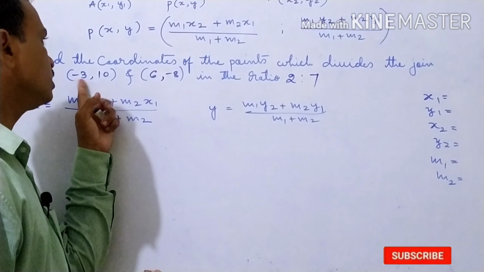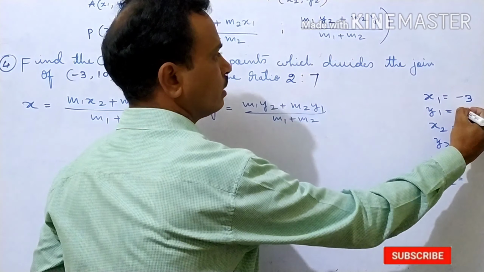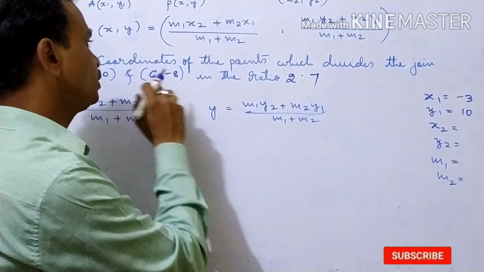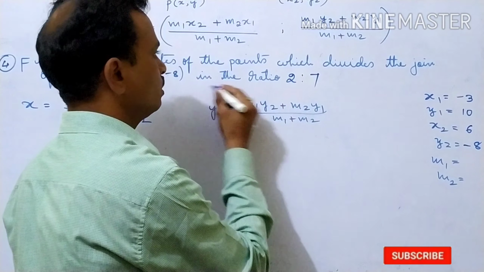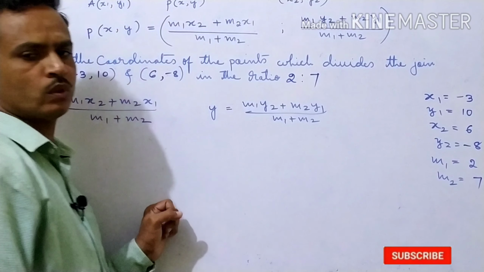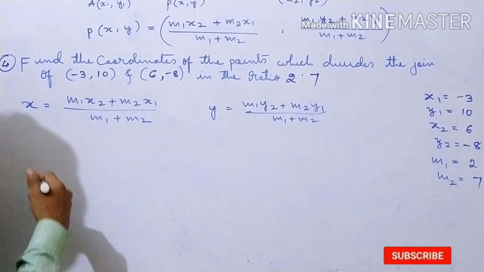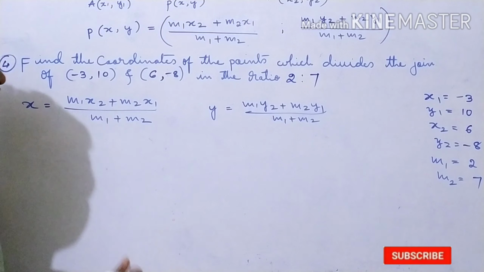Now x1 is minus 3, y1 is 10, x2 is 6, y2 is minus 8, then m1 is 2, m2 is 7. Then substitute all the values here. First you should find the x value, then you should find the y value.